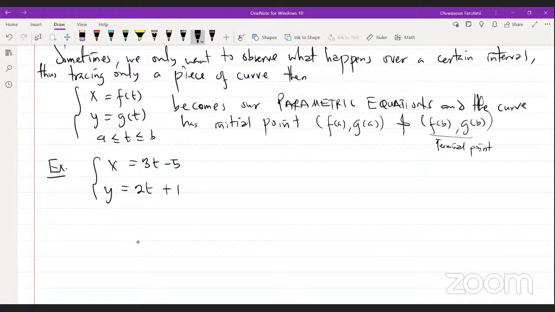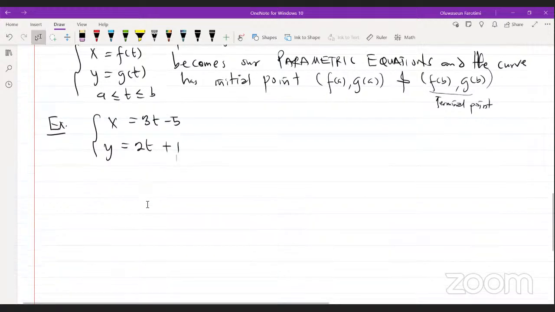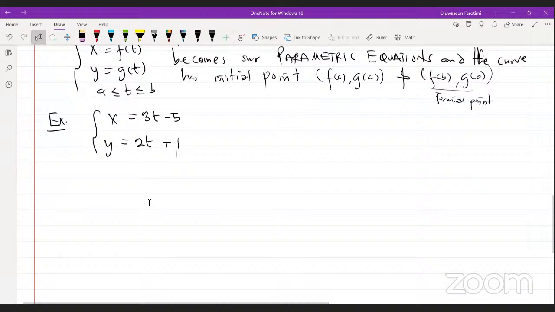Now, of course, what kind of parametric equation is this? This is linear, right? Because the highest power of t is 1. So if I have a linear, if I'm going to sketch, of course, I know it's going to be a line, right? So what can I do? In this example, you don't have an interval. So whenever you don't have an interval, you can decide to pick an interval of choice.